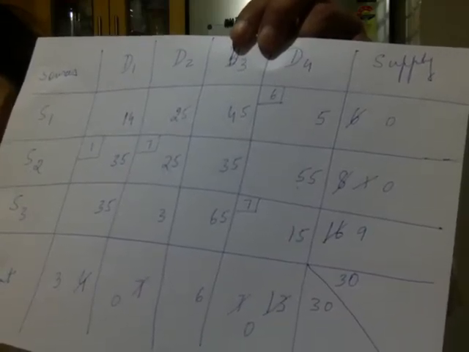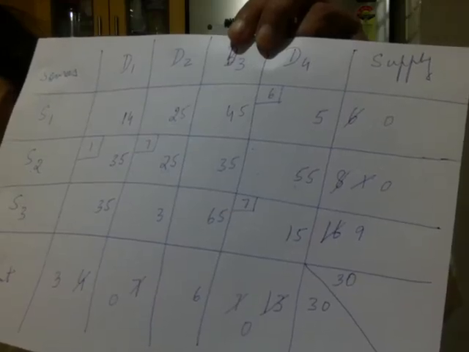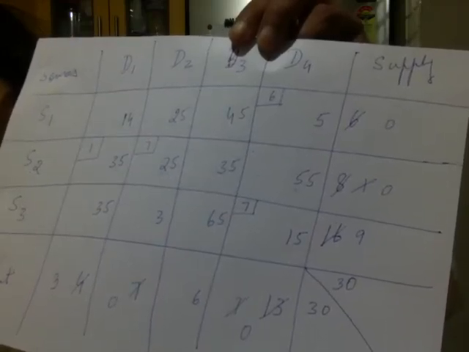The next lowest will be 35, that is S3 to D1. We'll go there. The requirement left of D1 is 3. So S3 to D1, we give 3. So D1 requirement becomes 0. And at the end, the S3 supply becomes 9 minus 3, 6.